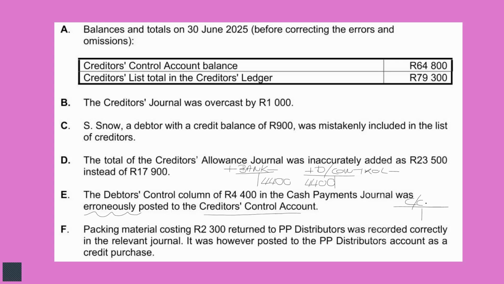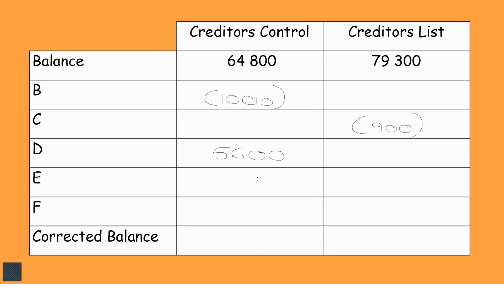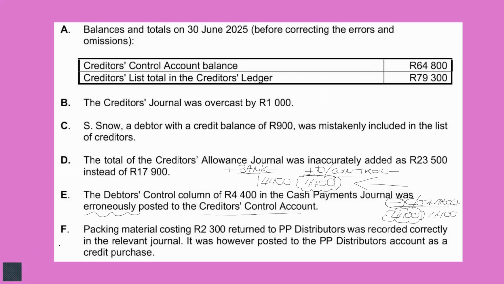So if we have a little creditors control account down here, your creditors control is a liability, so that is minus plus. So instead of them entering the 4,400 on the debit side of the debtors control, they went and added it to the debit side of the creditors control. And debiting your creditors control reduces it, which shouldn't have been done at all. So what are we going to do? We are going to add back the 4,400 to fix this error in our creditors control. So let's go on to our creditors control and add back the 4,400. There we go. Perfect. Almost done.